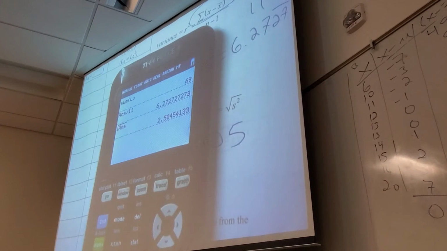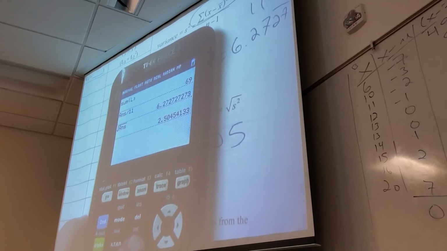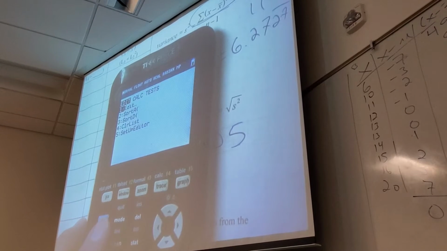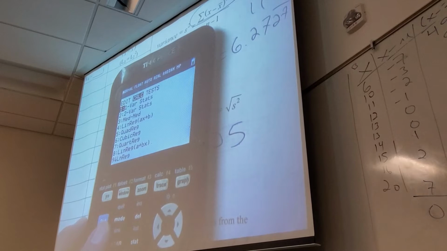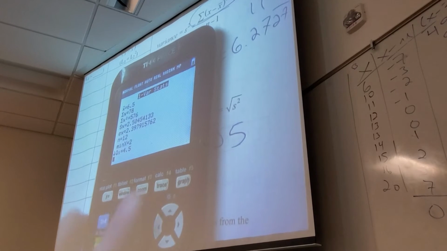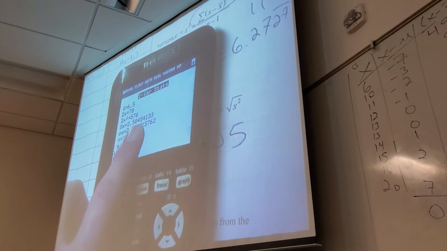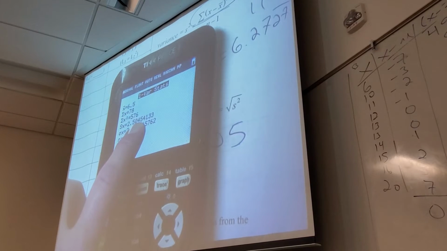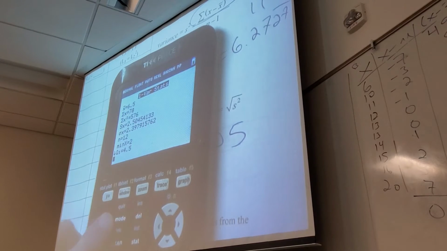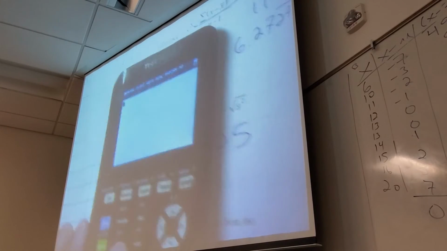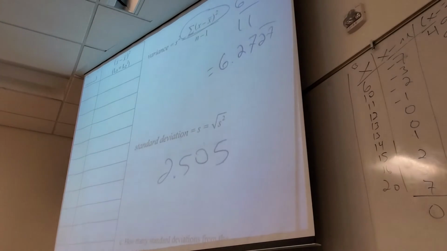Now just to double check, how do I double check this? Make the calculator do all the work for me. Stat. Calc. One variable statistics. And thankfully everything looks familiar. Yay. All right, and they all rejoice. Okay.